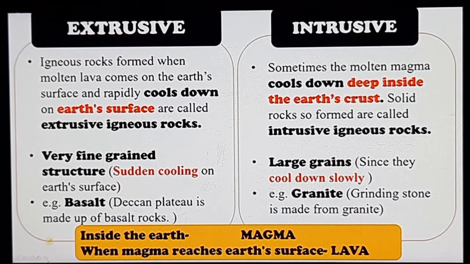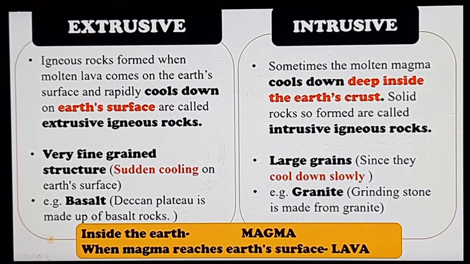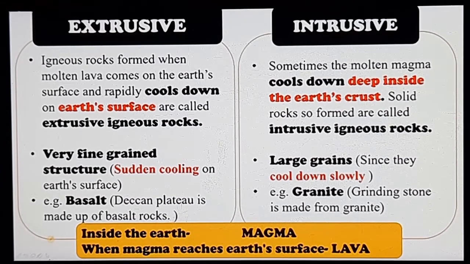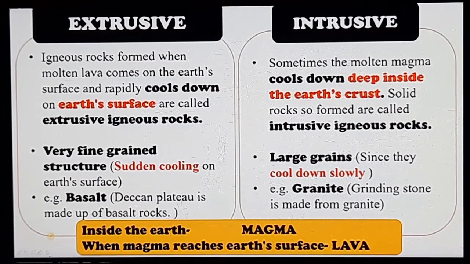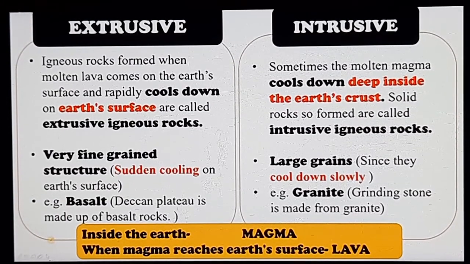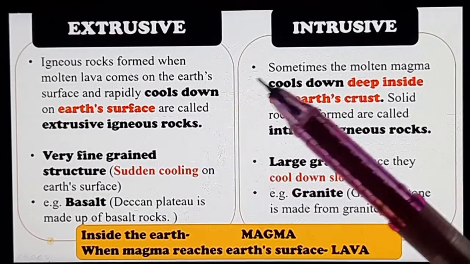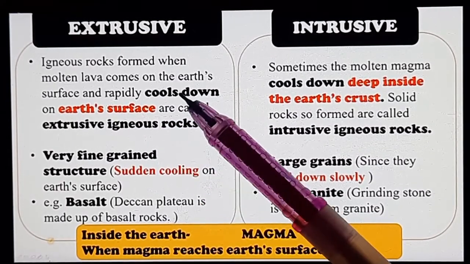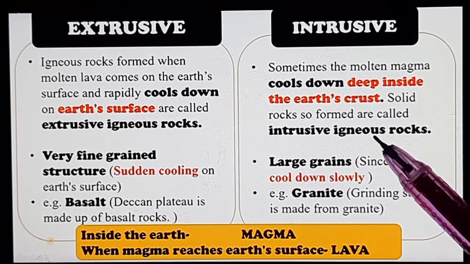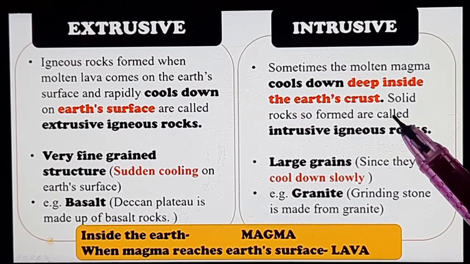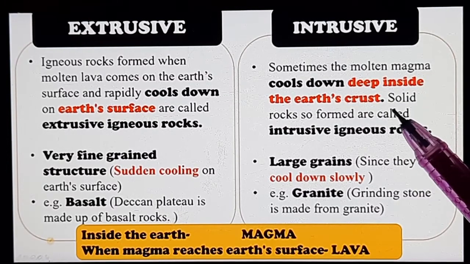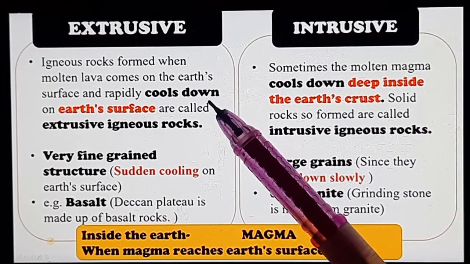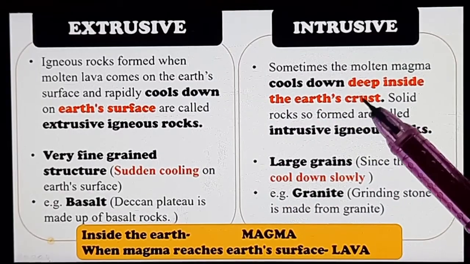Now let's come here. Intrusive. Sometimes the molten magma cools down deep inside the earth's crust. Just look at the difference between here. It cools down here also, but it cools down rapidly and on the earth's surface. And if we talk about the intrusive, as you can see, sometimes the molten magma cools down deep inside. Both have differences. One is from the earth's surface and the other is deep inside.